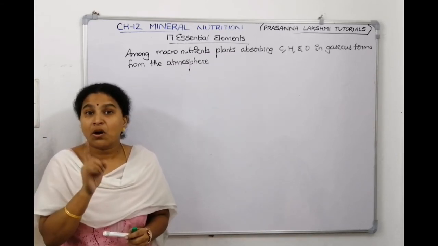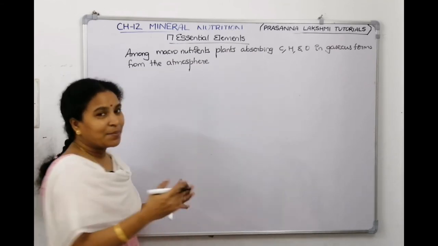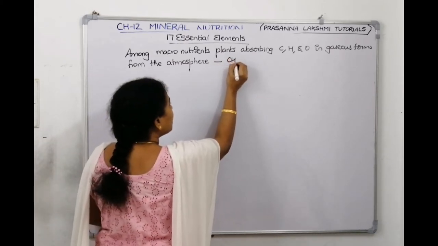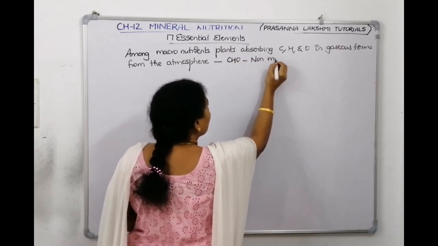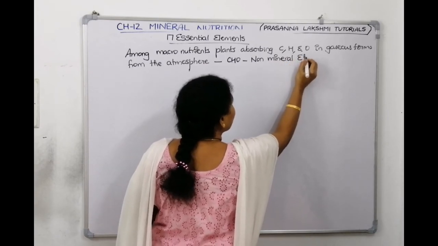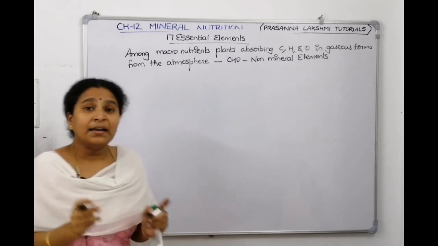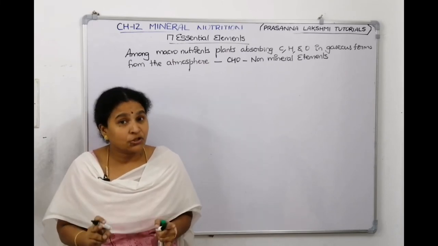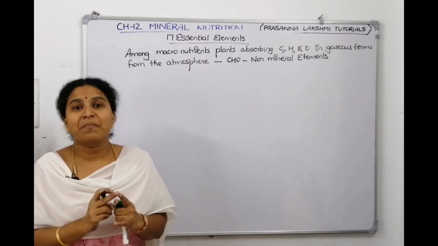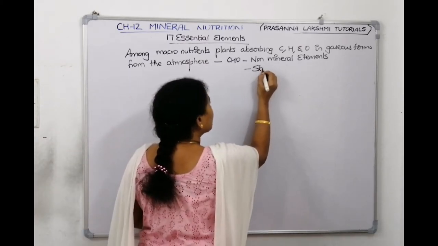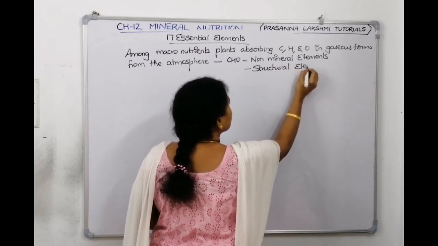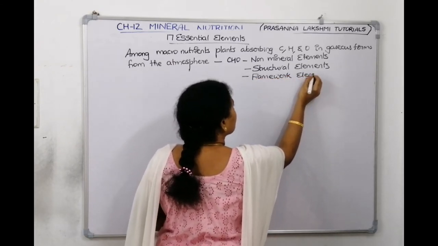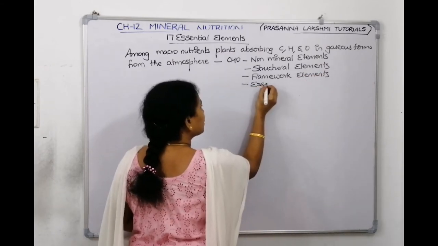So that is why we call them non-mineral elements, right? Since they are not absorbed in mineral forms, in ionic forms, in salt forms, we call them non-mineral elements. They make up the carbohydrate, protein, fat, nucleic acid structures. So that's why they are also called structural elements. They are also called framework elements, since they are making the biomolecules. Of course, they are essential elements.